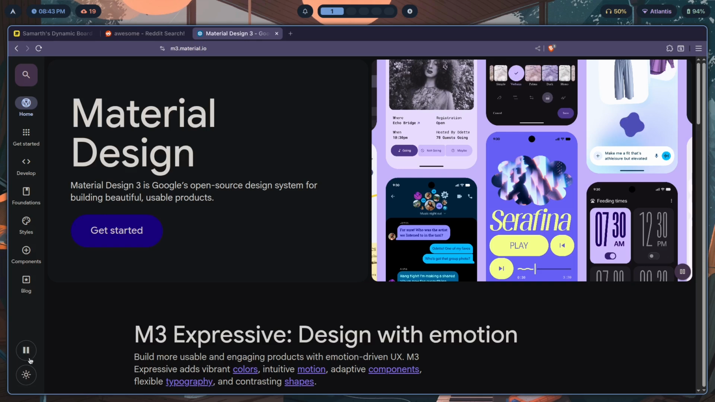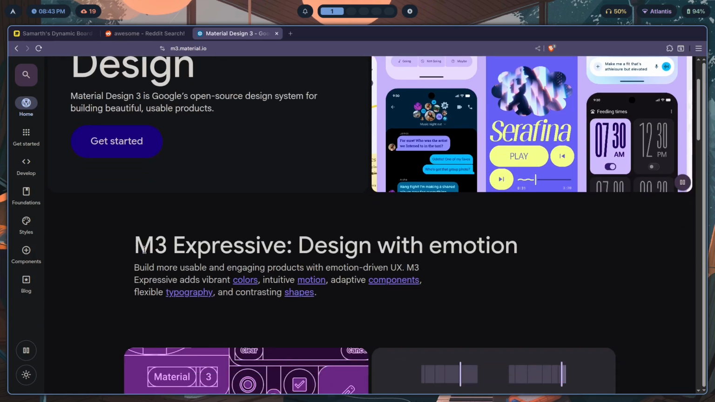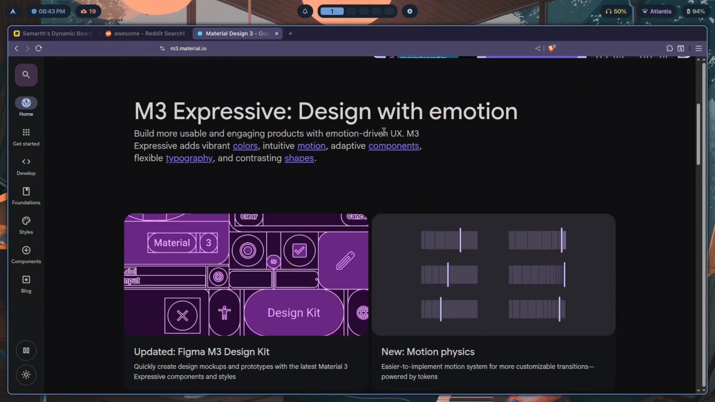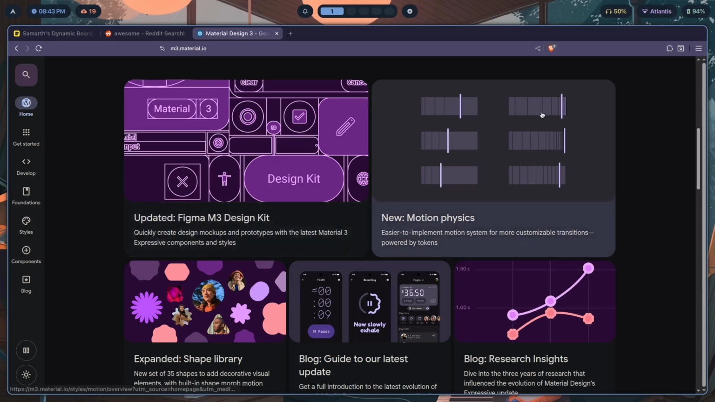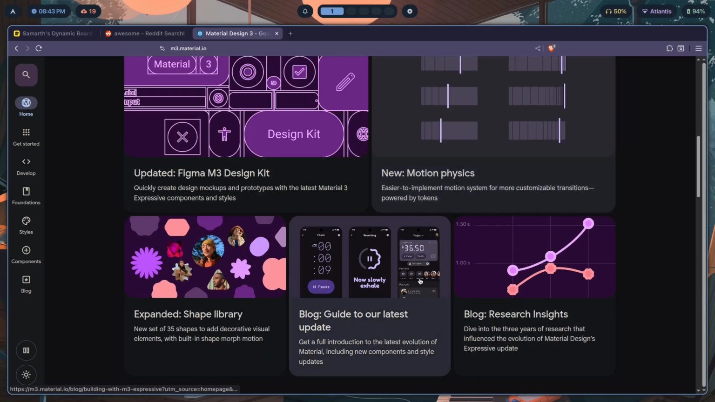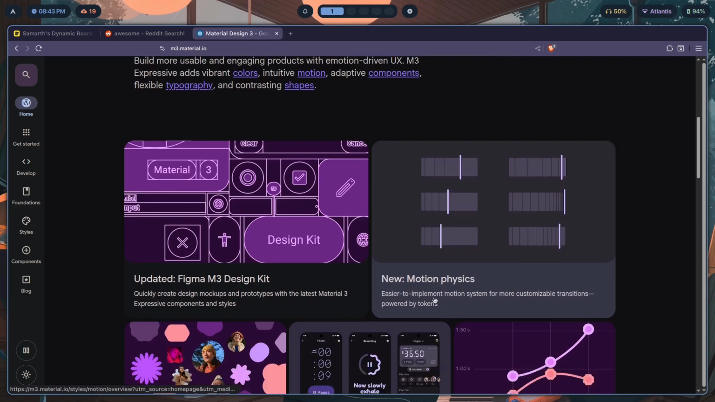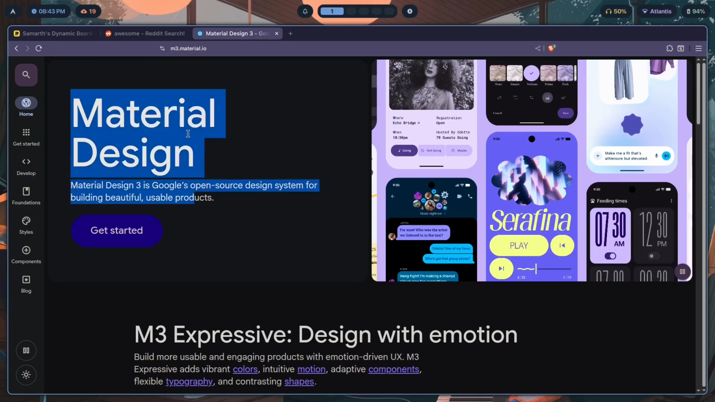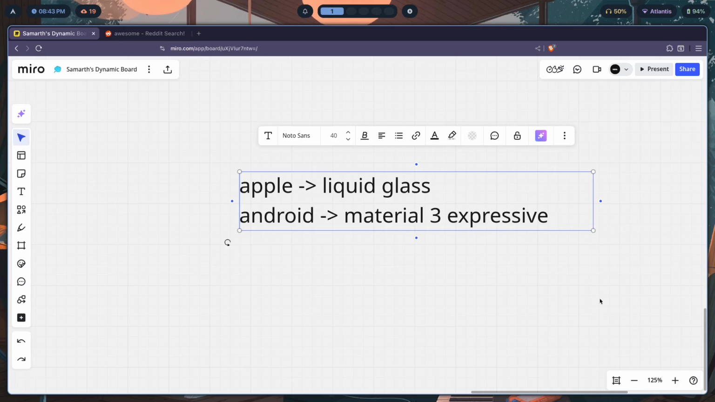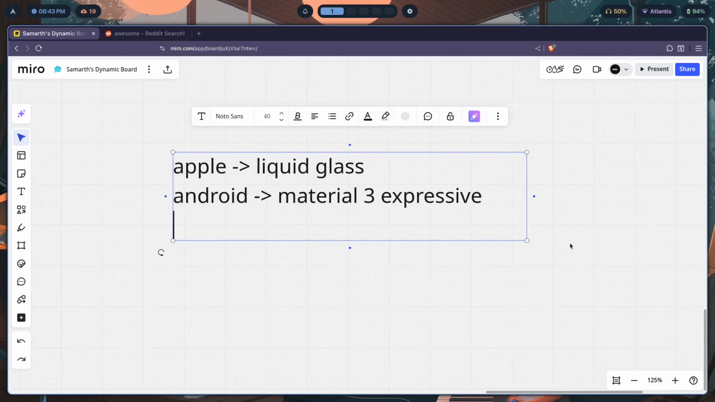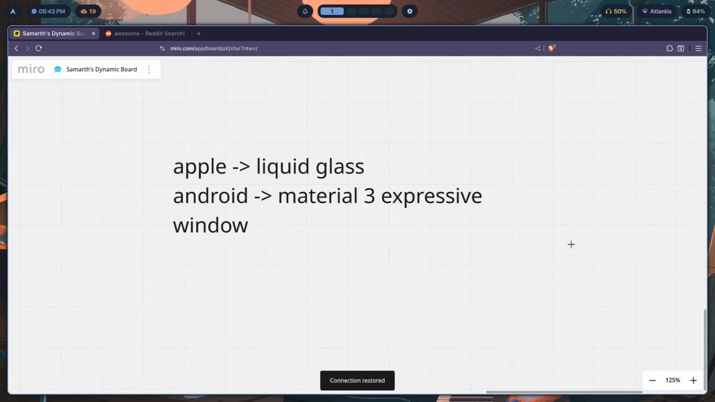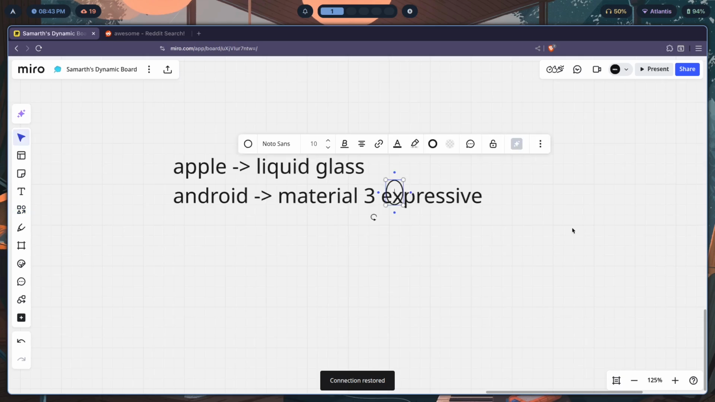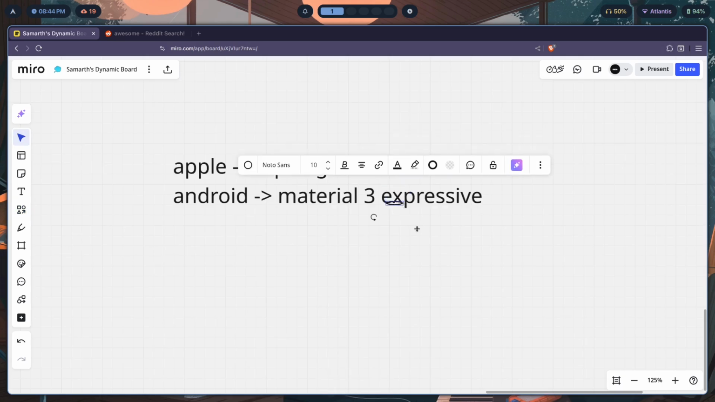This is the sidebar for an M3 app. And here we have M3 Expressive, which is designing with emotion. So you have lots of motion physics, and lots of animations and transitions and stuff. Ta-da. So you can use Material Design 3, you can use Apple's Liquid Glass as inspiration, or you can also use Windows's design language, which is called Fluent.